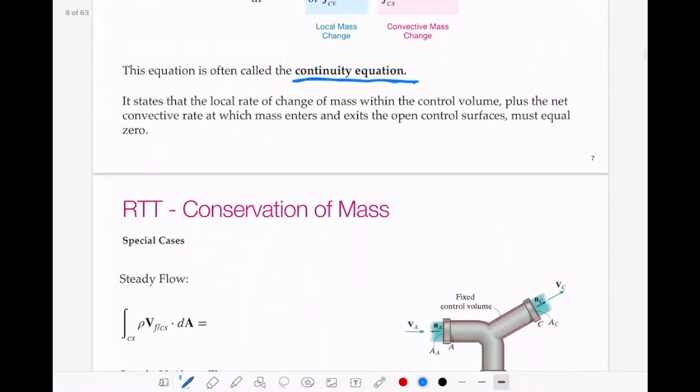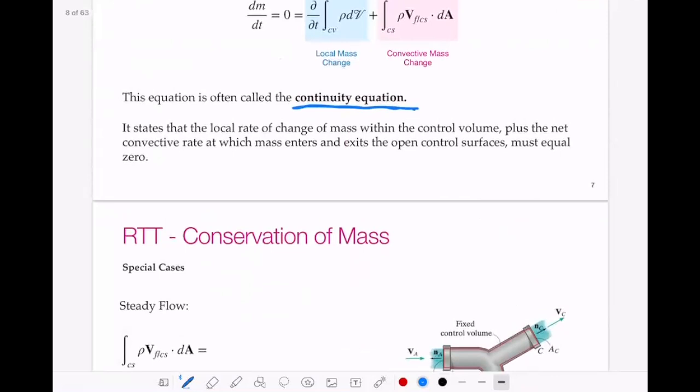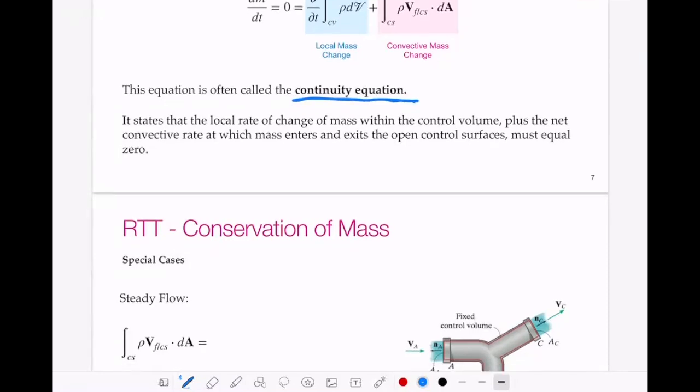Can you still see the above equation? Good. So if we have steady flow, and we just look at this last term here, the integral, the convective mass change. The convective mass change is the change of mass due to mass entering and exiting the system. If we have steady flow, that means it's not changing with respect to time, and this integral would be equal to the sum of our mass flow rates out minus the sum of our mass flow rates in.